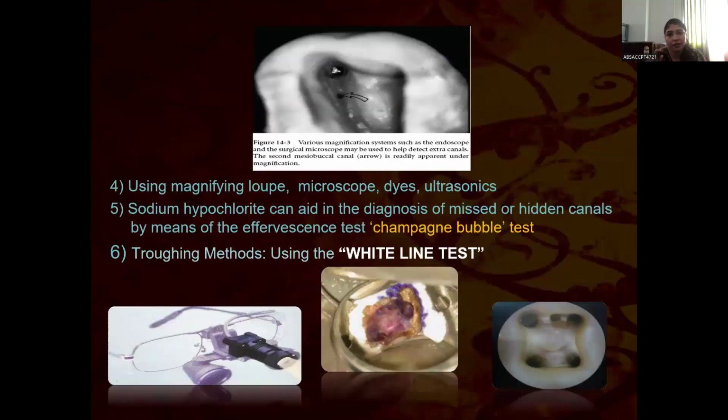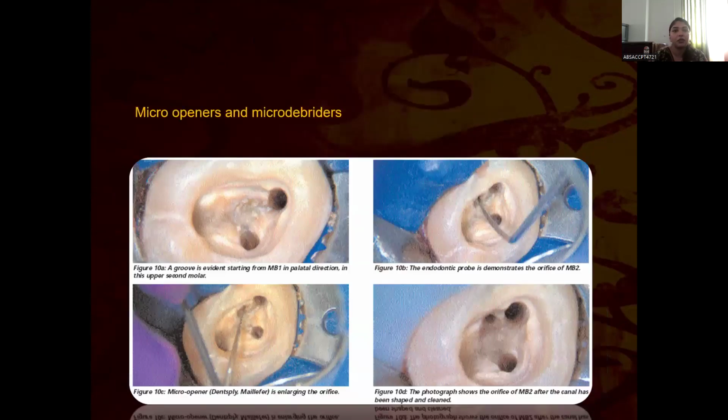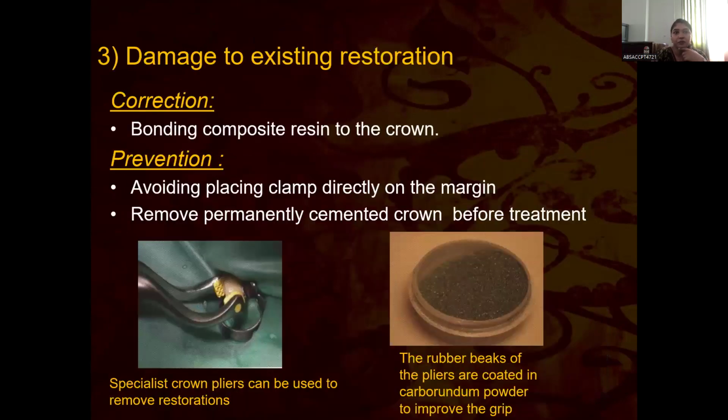Next, use magnification, a loupe or microscope; you can even use ultrasonics and sodium hypochlorite. You should know the Chamberlain blood test. Sodium hypochlorite can aid in the diagnosis of a missed or hidden canal by means of the effervescence test. And then third is the white line test, that is the troughing method. Okay, so these are the methods you can use. Now you can even use micro-openers and micro-debriders.